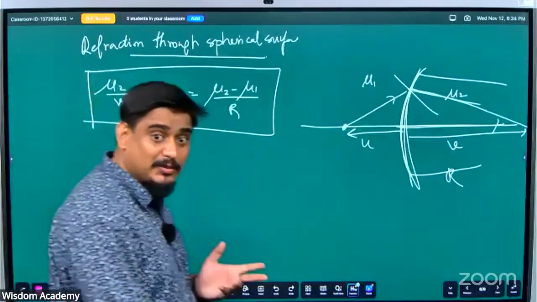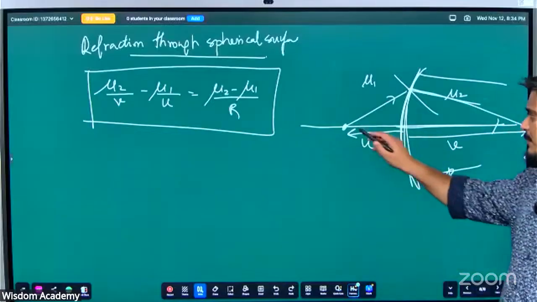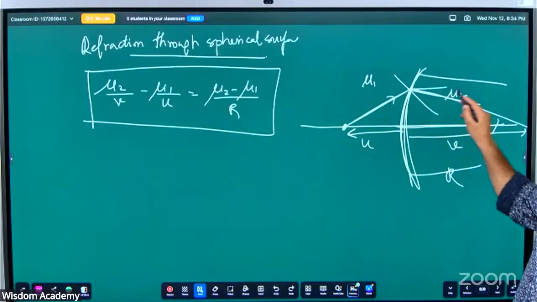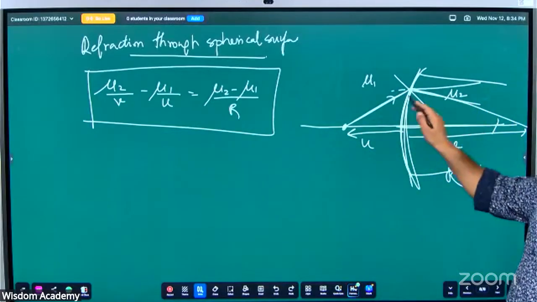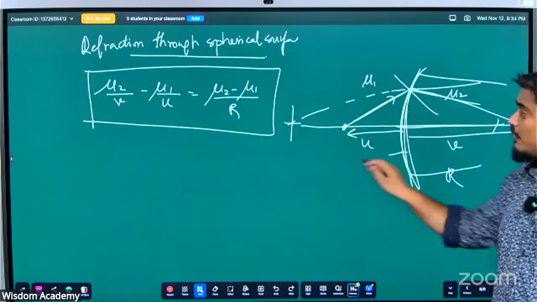There is a possibility of U and V both being negative also. How? See, there is a possibility that ray will go like this. It will bend like this only. Then it will never meet that side. It will come back and meet here somewhere, isn't it? Now the V will also become negative.